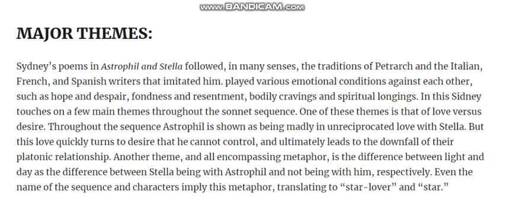So there are major themes in Astrophil and Stella. It followed in many senses the tradition of Petrarch and the Italian, French, and Spanish writers that imitated him. It played various emotional conditions against each other, such as hope and despair, fondness and resentment, bodily cravings and spiritual longings. Sidney touches on a few main themes throughout the sonnet sequence. One of the themes is love versus desire. Throughout the sequence, Astrophil is shown as being madly in unreciprocated love with Stella, but this love quickly turns to desire that he cannot control and ultimately leads to the downfall of their platonic relationship.